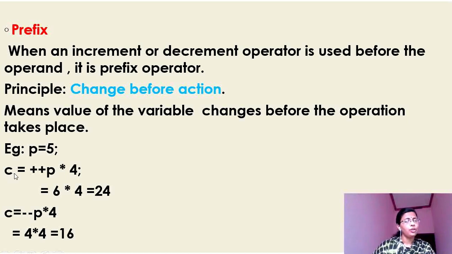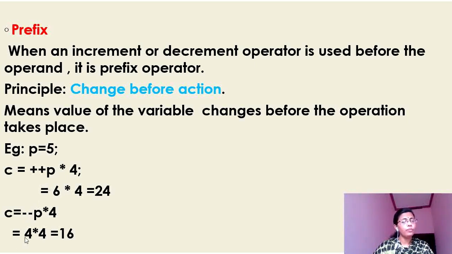Hope you are getting it. You have changed the value before action if your operator is prefix. This is the same case for decrement operator also. Now let us look into another example. With the value P as 5, C is equivalent to minus minus P into 4. What is this minus minus P? This is a decrement operator. Since it is placed before the variable, I call it a prefix decrement operator. How will it work? It changes before action.